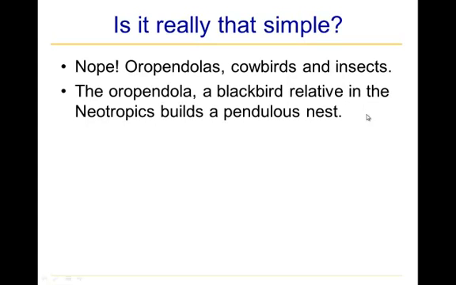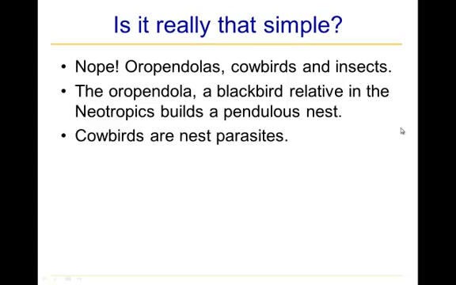The oropendula is a relative of the blackbird. It lives in the neotropics, which is the New World tropics, so Central America and South America, and it builds a pendulous nest. In a slide or two, I'll show you a photograph of that nest. Cowbirds are nest parasites. Cowbirds don't build their own nests.